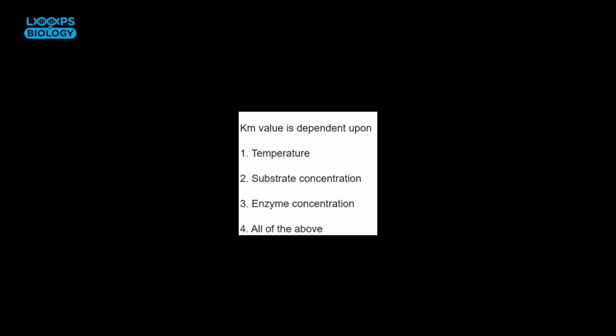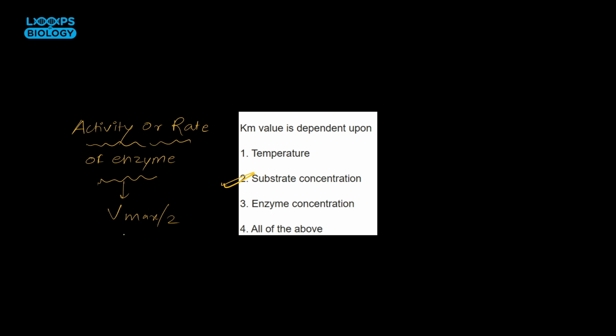Let's see some questions. Km value is dependent on what? Have we seen any enzyme concentration or temperature? No. So the Km value is completely dependent on the substrate concentration. Alright. If there is an option called activity of enzyme or rate of enzyme, then that will be one of the factors, because we were checking the substrate concentration at Vmax by 2 for finding out Km, that is the Michaelis-Menten constant. Alright.